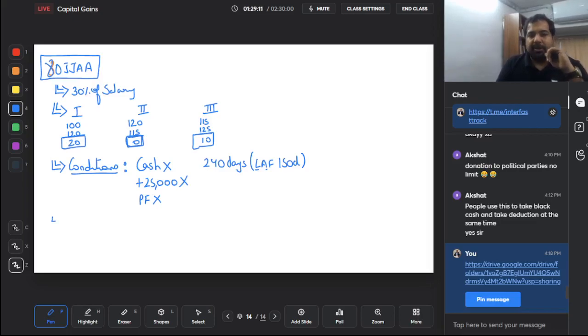Guys, this is available only to people who are subject to audit, because the government wants to check this calculation of employees, etc. And it is available for 3 consecutive years, whichever year you decide to start. After that, 2 more years. Guys, that is 80JJAA.